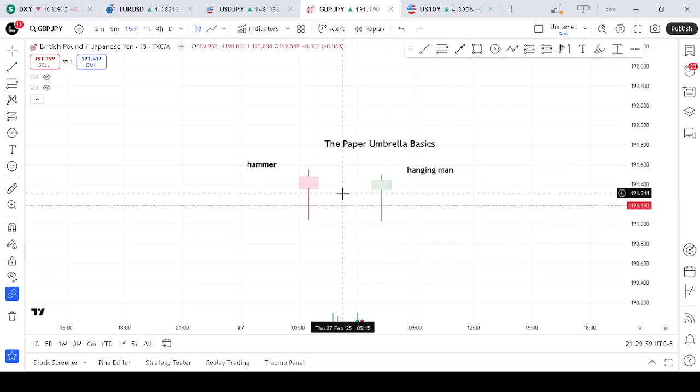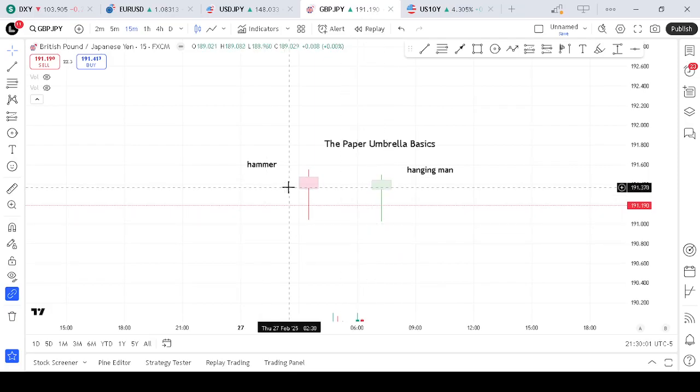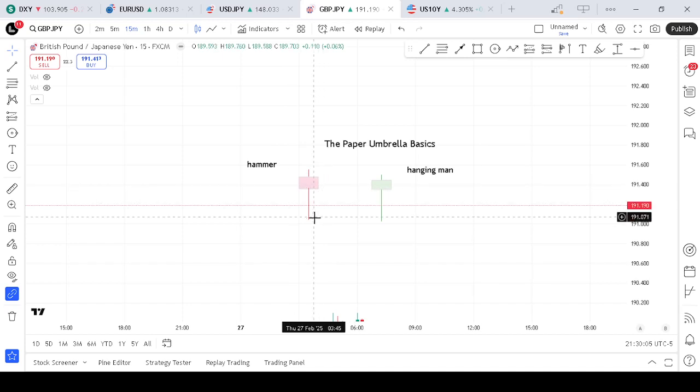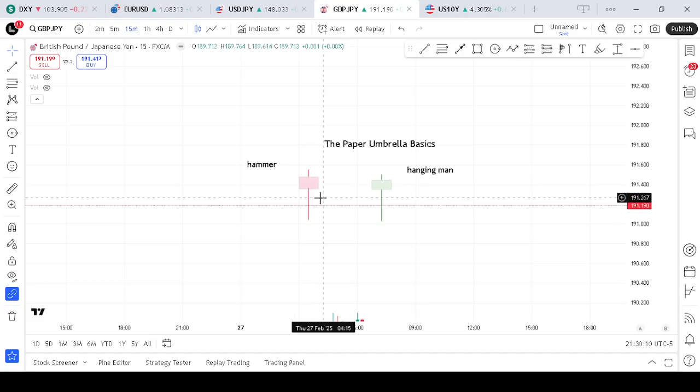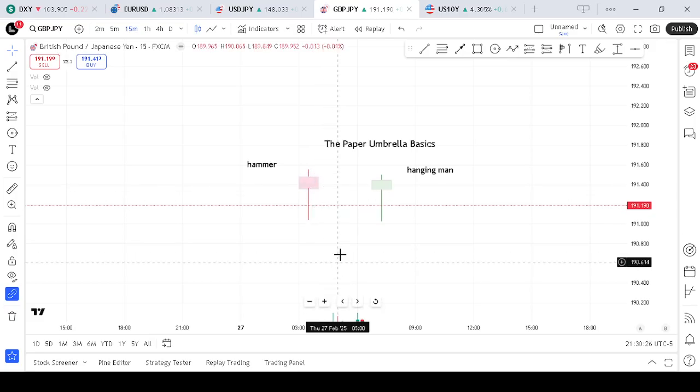The hammer pattern occurs when you spot a paper umbrella at the bottom of a downtrend. This formation suggests a potential bullish reversal. The long lower shadow indicates that sellers pushed price lower during this period, but buyers regained control, closing price near its high.